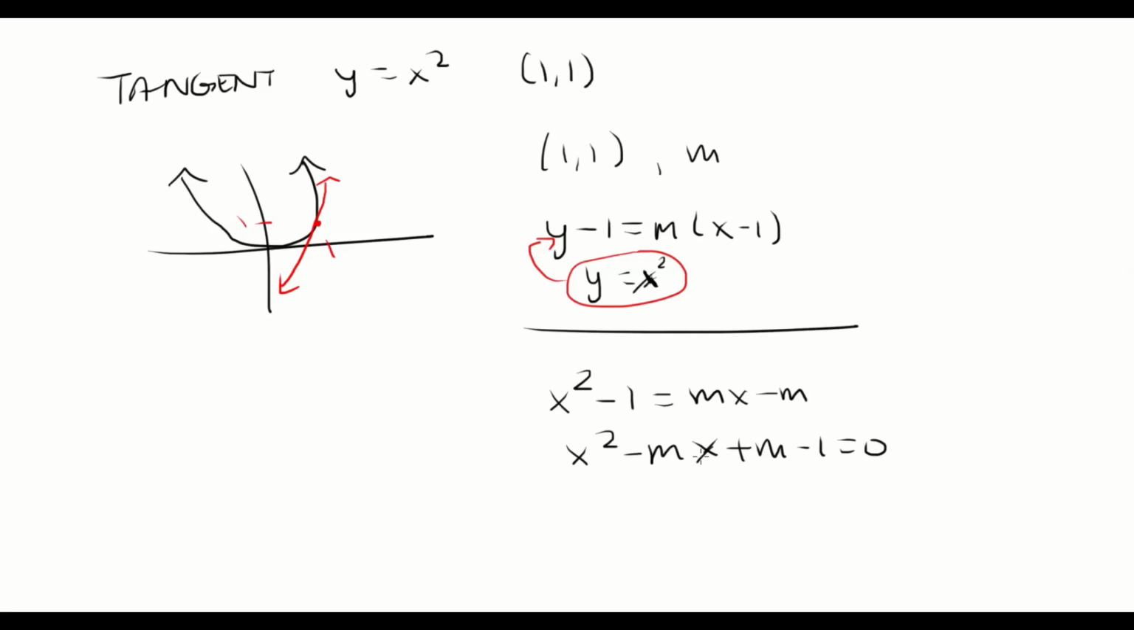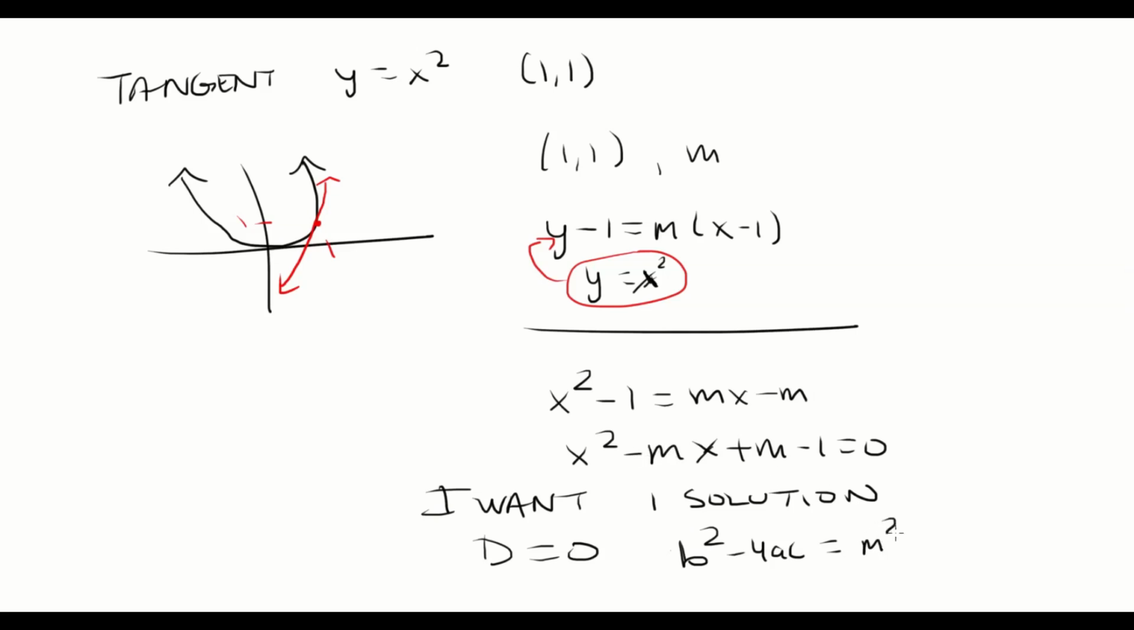Now, at this point, I just care that the line intersects the parabola at one point. I want one solution. This is the key here. What will guarantee me one solution? Well, that's if the discriminant is 0. So the discriminant of this guy. So discriminant, we said in algebra 1 was b squared minus 4ac, which for us, b is negative m, so m squared minus 4 times ac, that's -4 times -1, which is just positive 4.